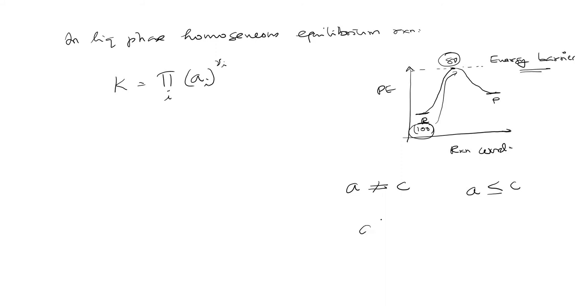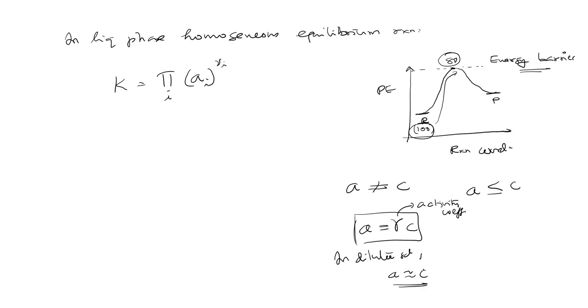We can relate activity and concentration using the activity coefficient. So a equals gamma times c, where a is called activity and gamma is called the activity coefficient. In dilute solutions, you can assume that activity is roughly equal to concentration.